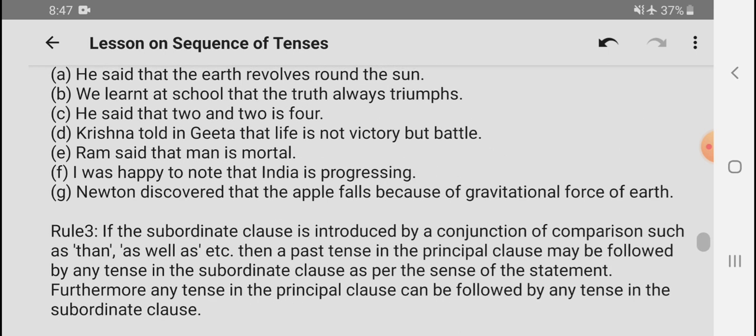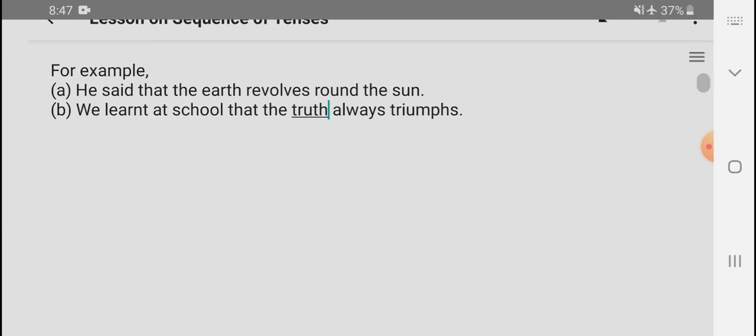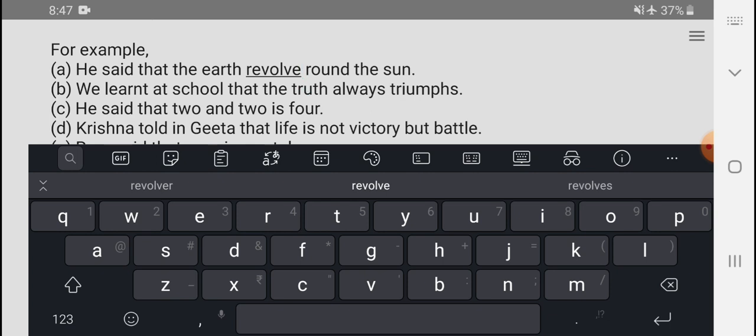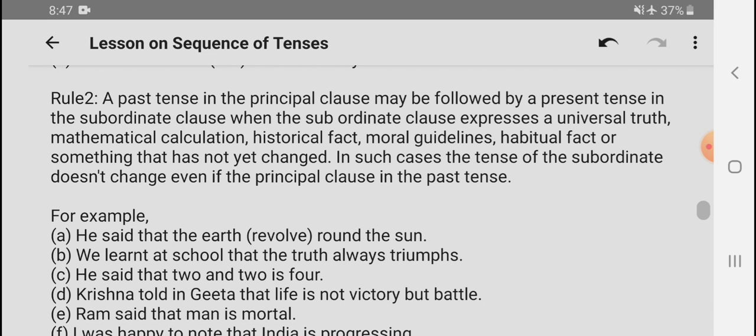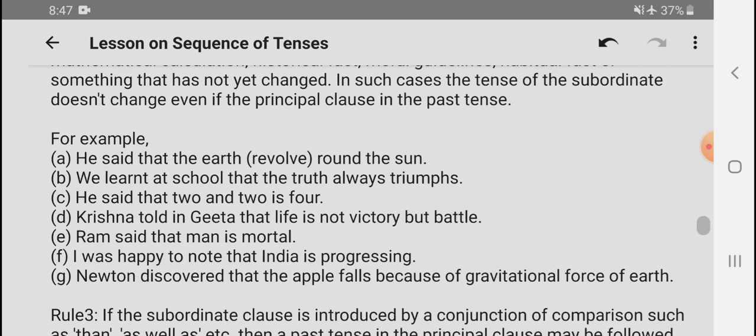So in the exam, how will you get these sentences? I would just show you the first one. Revolve will be in the bracket. So when you read the sentence, you have to read the sentence first and judge, and remember this rule, because if that expresses any of these, from a universal truth to something that hasn't changed yet, to historical fact, to moral guidelines, to habitual fact, the tense will always be in simple present tense, even if your principal clause is in past tense. That's your rule number 2, and it's opposite to rule number 1.